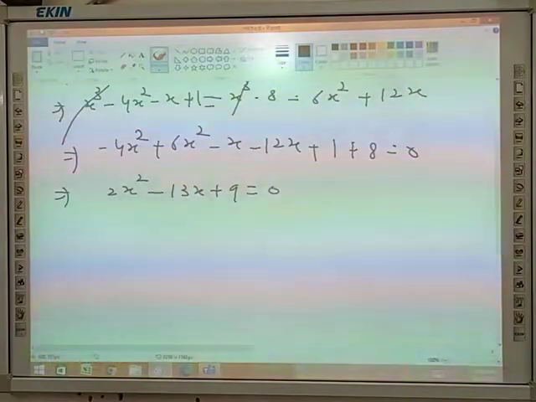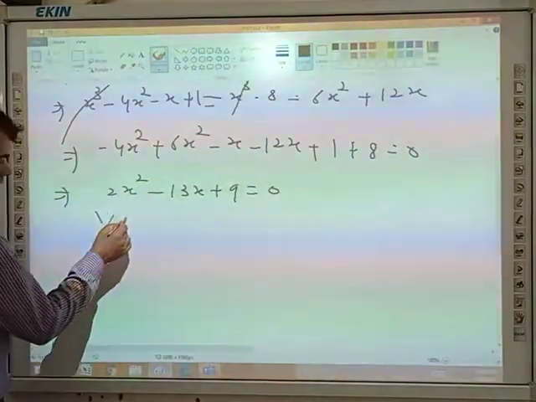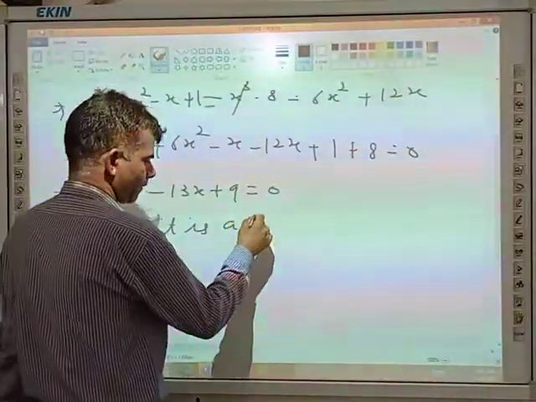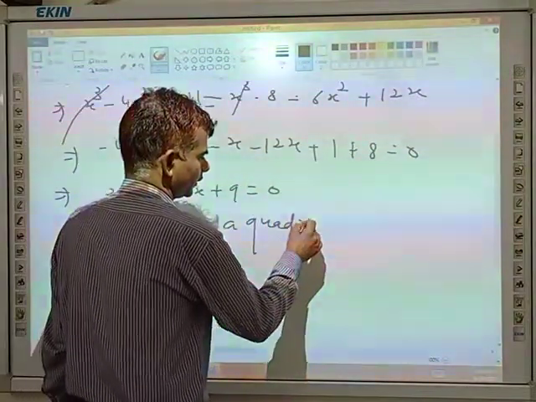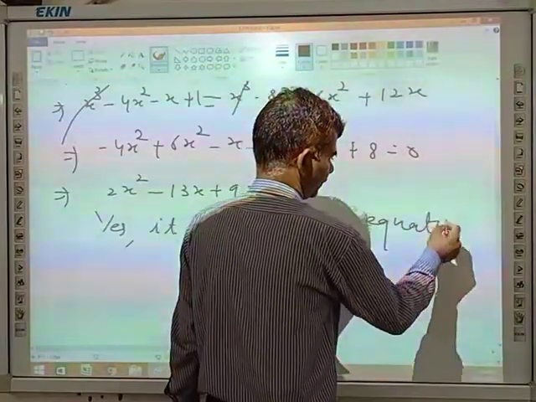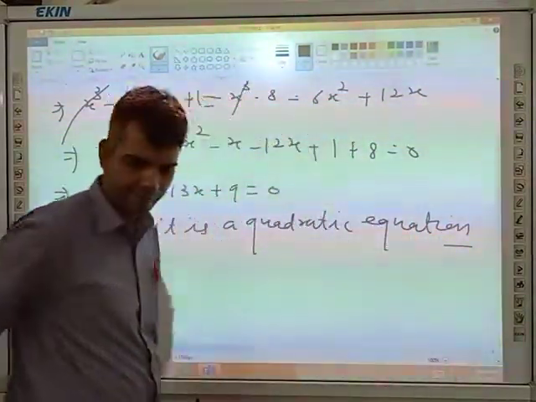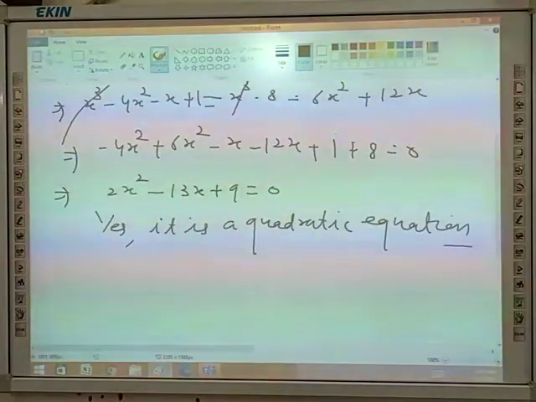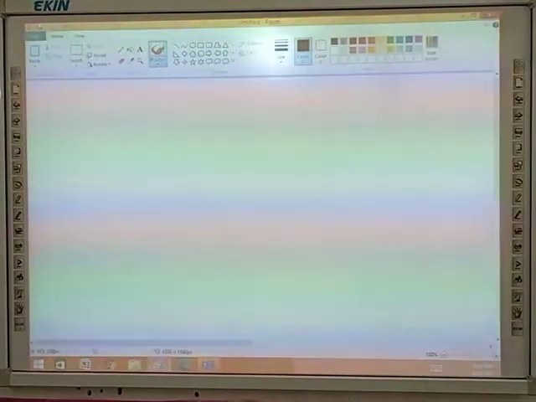Is it a quadratic equation or not? Yes, it is a quadratic equation, sir, because it is written in the form of ax square plus bx plus c is equal to 0. Okay, students. Students, do it fast.